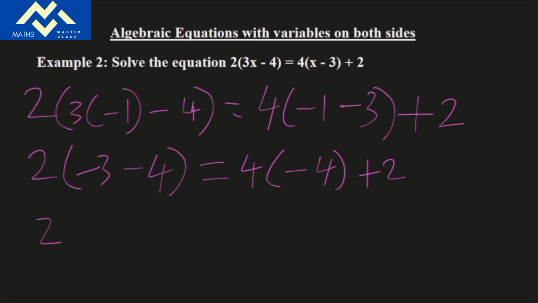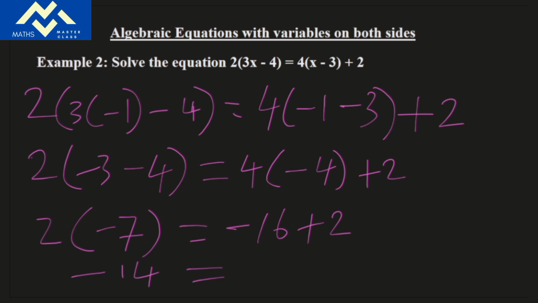We have 2(−7), and 4 times minus 4 is minus 16. Here becomes minus 16 plus 2. Finally, 2 times minus 7 is minus 14 equals minus 16 plus 2 equals minus 14. So the right-hand side and the left-hand side of the equation have the same values. Therefore, the equation is balanced when x equals minus 1.